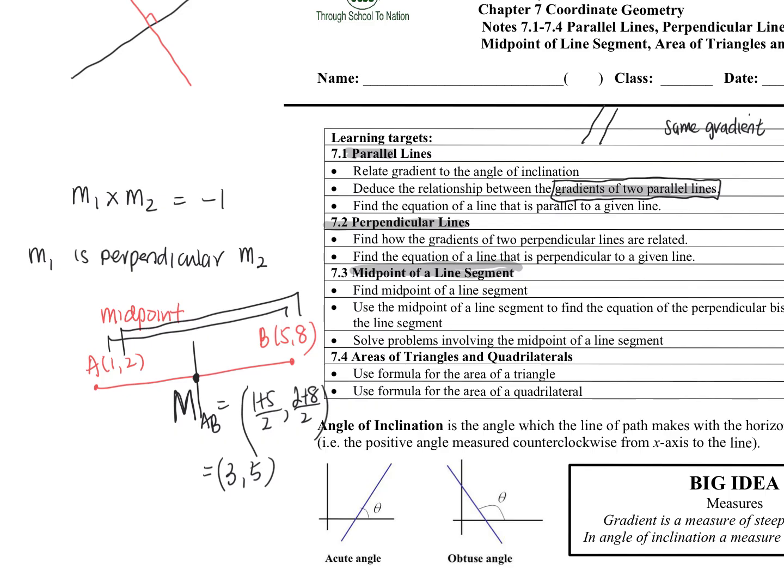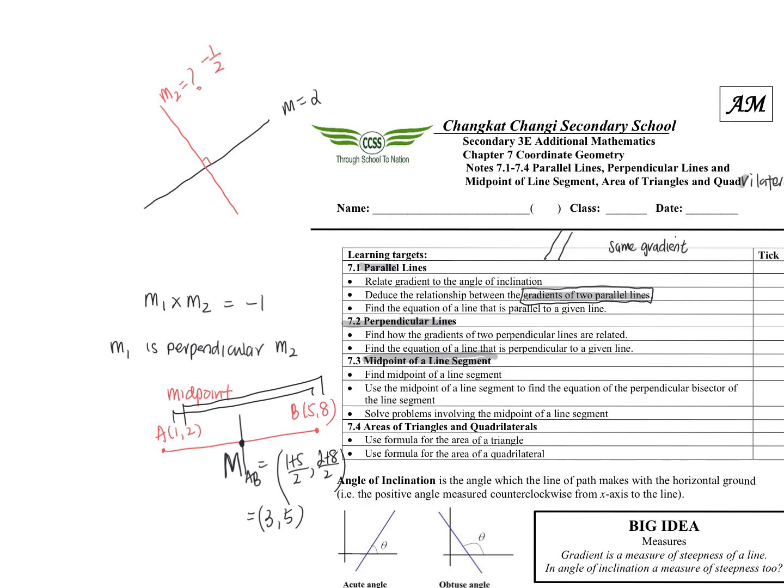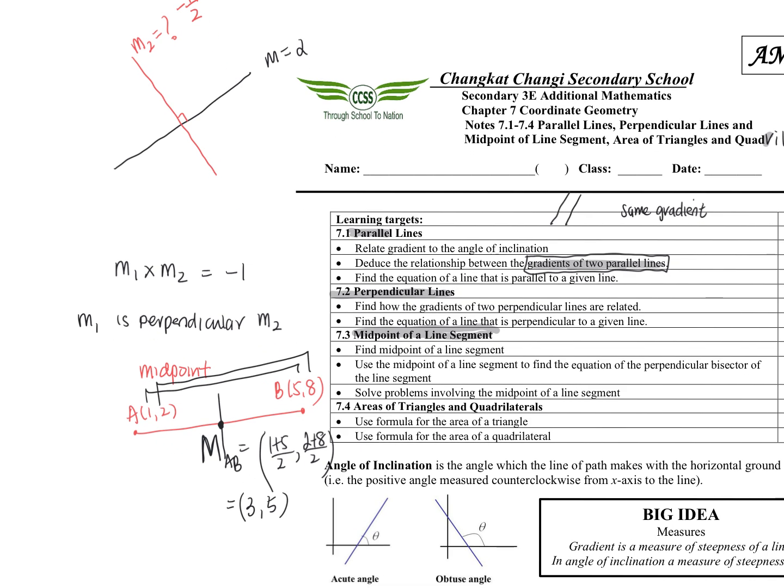Okay, there's this thing called the equation of the perpendicular bisector. This is the only equation that you are learning in A-Math. So M in that case is midpoint, capital M, not the small m for gradient. Okay, listen.